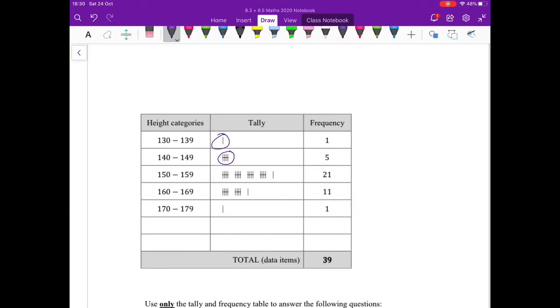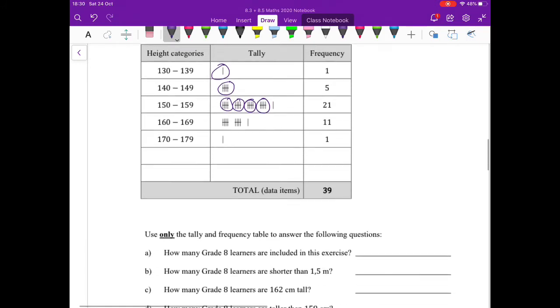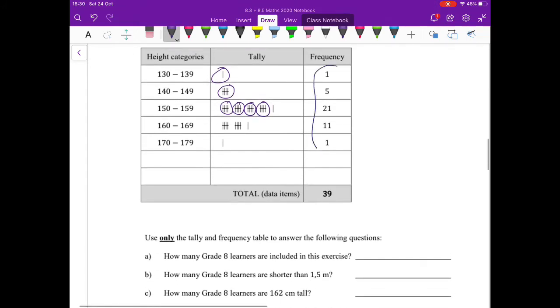So here we only have 1. 4 with a line through it gives you 5. Over here I've got 5, 10, 15, 20 plus 1 is 21. Remember, you've got to add all of these together to get a total of 39. Then you are asked to use only the tally and frequency table to answer the following questions. Let's just tidy up here.